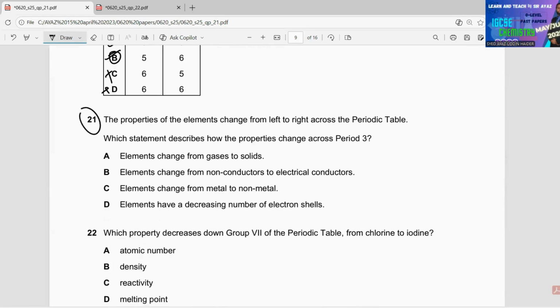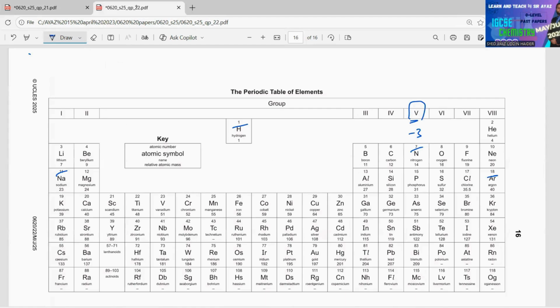MCQ number 21. The properties of the elements change from left to right across the periodic table. Which statement describes how the properties change across period 3? A, elements change from gases to solid. This is incorrect, because if you look at the periodic table, you have metals on the left hand side and we have solids and gases on the right hand side.